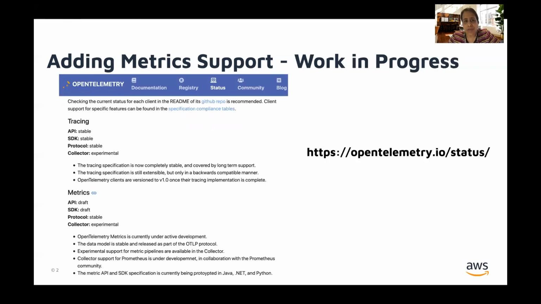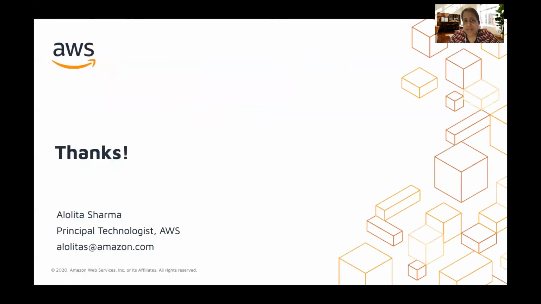Just wanted to call out that as you're tracking the stability status of metrics support in OpenTelemetry, you can easily go to OpenTelemetry.io/status. As you can see right now, tracing is already stable, metrics is in progress. Keep a lookout for this page over the next few weeks, and this will be complete and totally available.